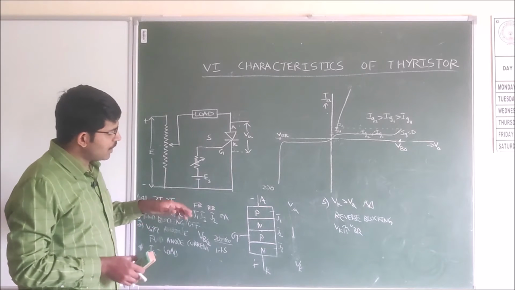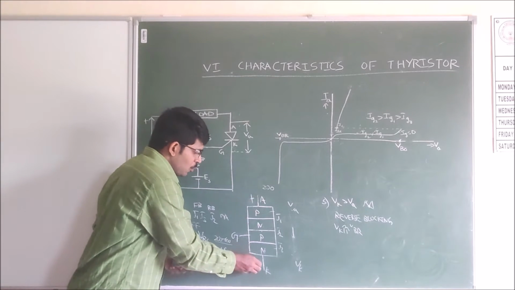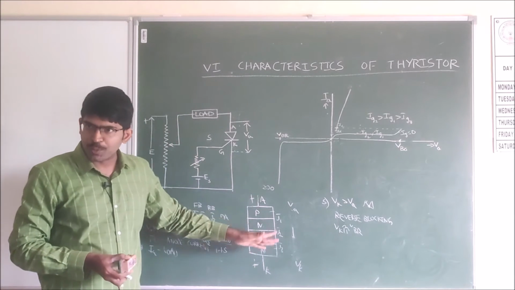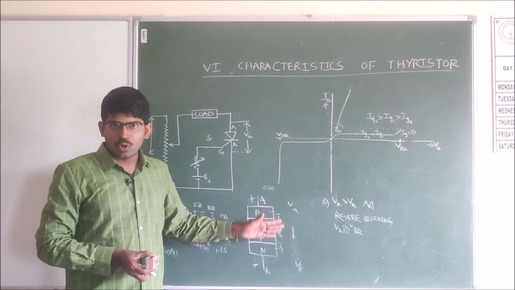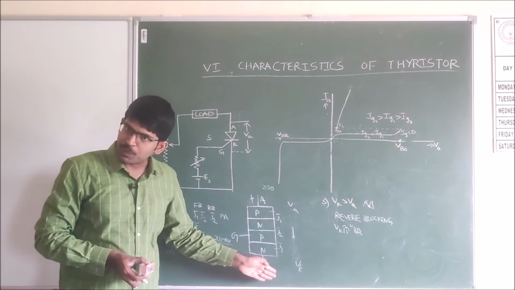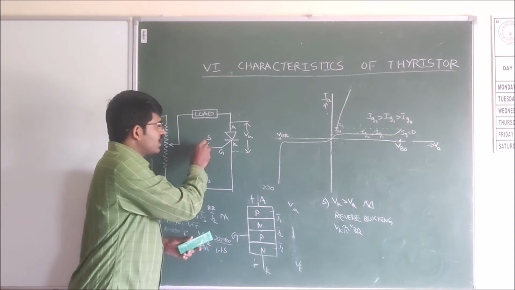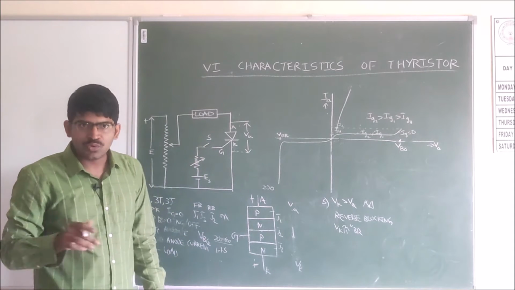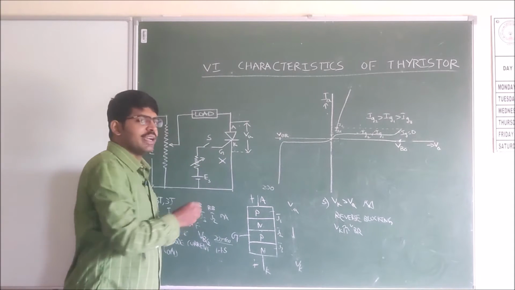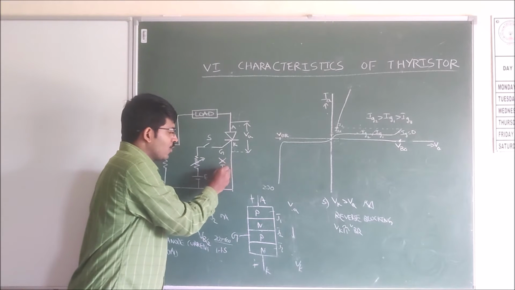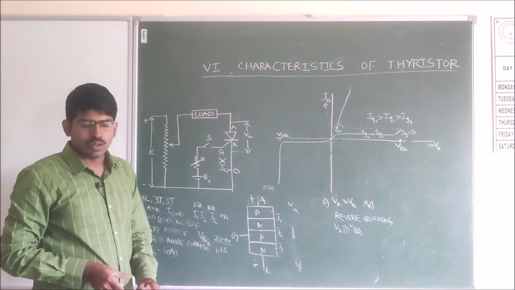Initially, we are giving a positive voltage to the anode with respect to the cathode. So the anode voltage is higher with respect to the cathode. And we have kept this switch S open, meaning we are not giving any gate current. So Ig equal to 0.